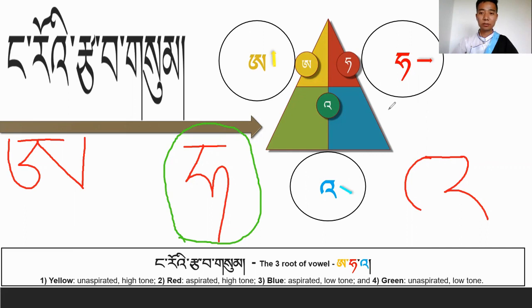So that is it for today. For next week, I will teach you the four vowels. As in the Tibetan language, there are four vowels, and I will teach them next week.